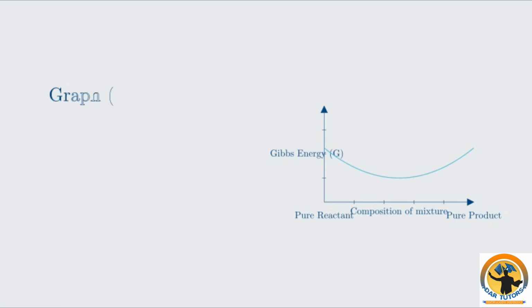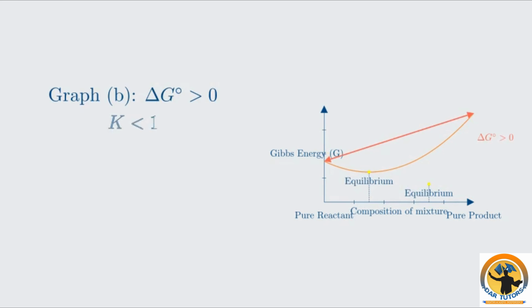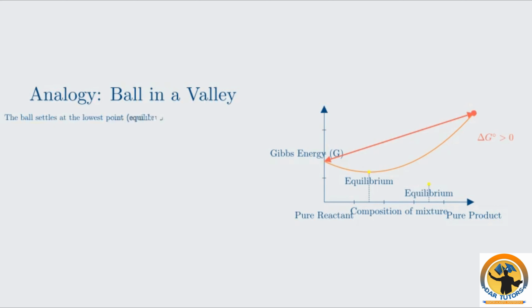If delta G naught is negative, the products have a lower Gibbs energy than the reactants. The minimum point of the curve, representing equilibrium, is shifted towards the product side. This means the equilibrium mixture will contain more products than reactants. Conversely, if delta G naught is positive, the products have a higher Gibbs energy than the reactants. The minimum point of the curve is shifted towards the reactant side, meaning the equilibrium mixture will be rich in reactants. This analogy is like a ball rolling down a valley. It will settle at the lowest point, the equilibrium position, where its potential energy is minimized. The steepness and location of the valley sides depend on the sign and magnitude of delta G naught.